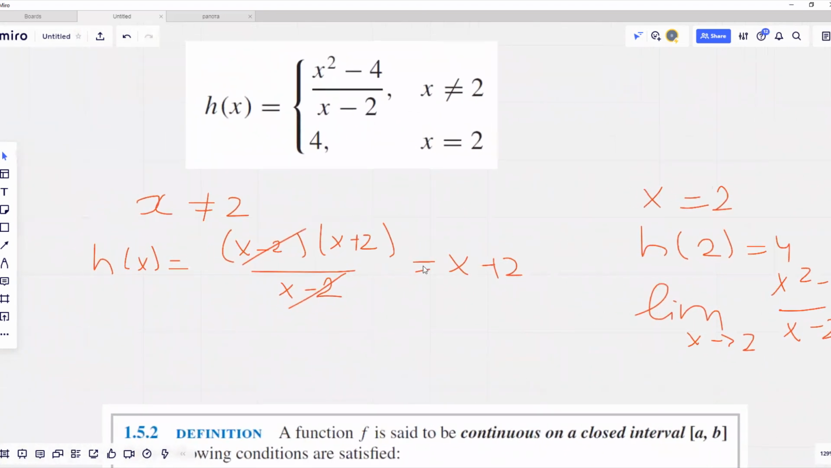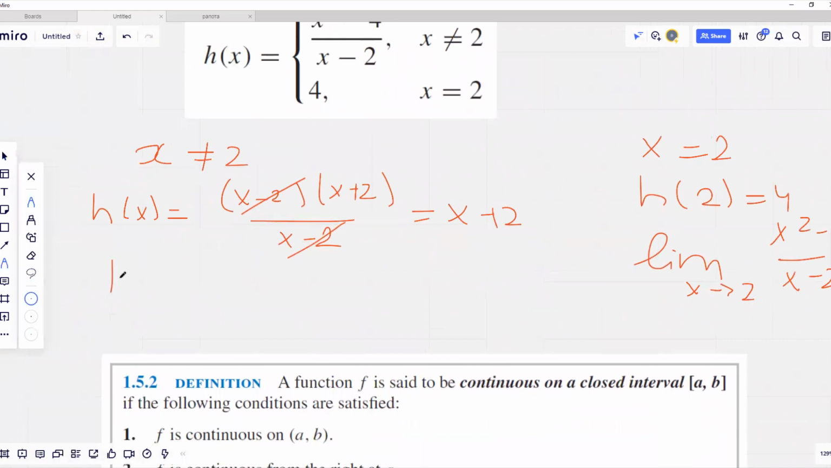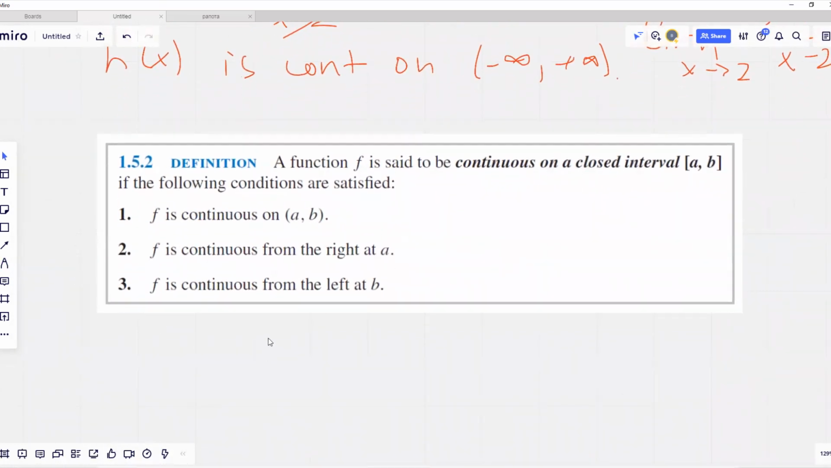And on the left side here, we have shown that it is continuous everywhere else, meaning that our function is continuous everywhere. All right, next.